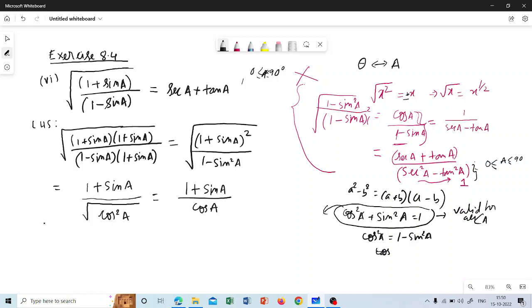So now let us write like this. I will split the numerator, if I divide directly using cos A, I can write the expression as 1 by cos A plus sin A by cos A, which is equivalent to 1 by cos A is secant of A and sin A by cos A is tan A.